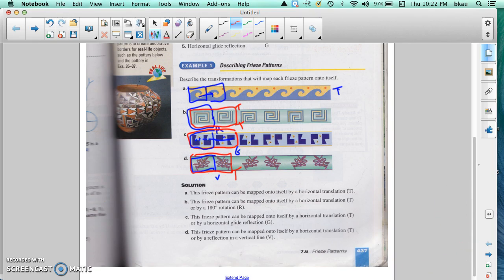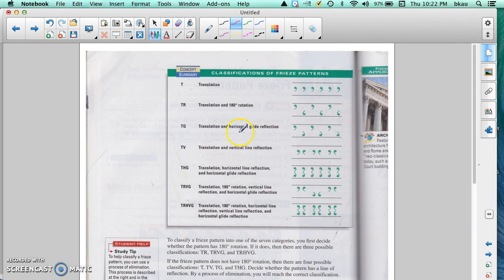So let's take a look at the second page here. It gives you a list of all the different types of frieze patterns there are. So you could have a translation. So you take this chunk, move it down by translation. You just keep moving it down.